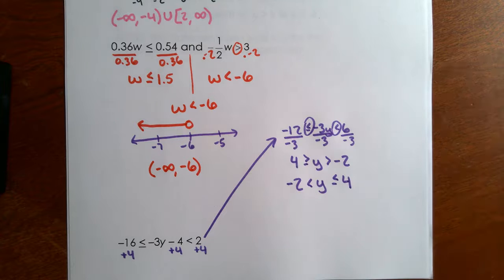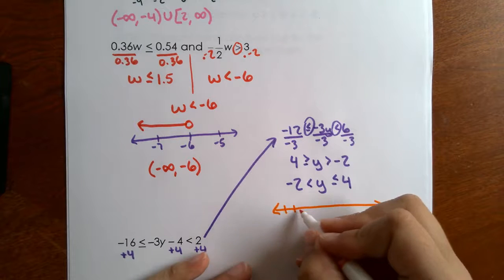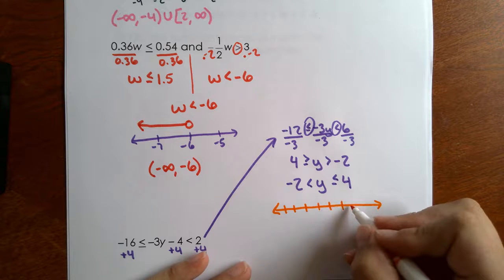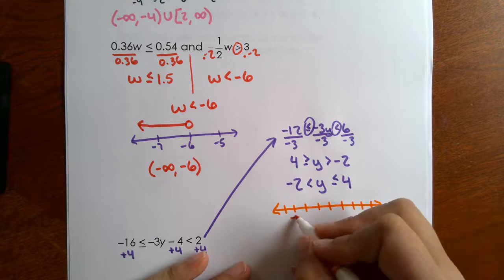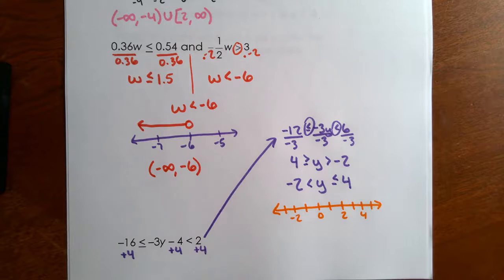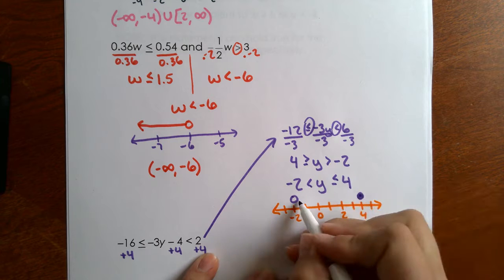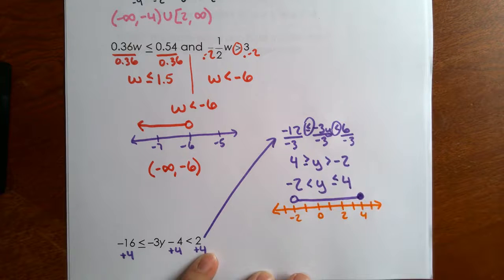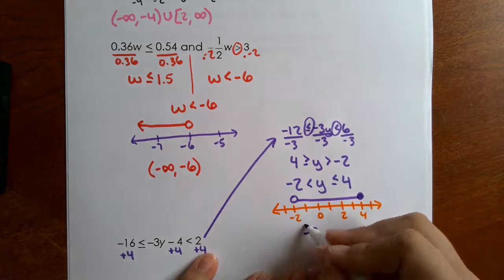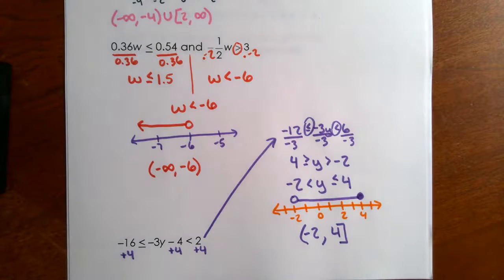Then when I graph it, I have negative 2, 0, 2, 4. I have an open circle at negative 2, filled in circle at 4, and I just need to connect them. Then my interval starts at negative 2 with a parenthesis, ends at positive 4 with a bracket.